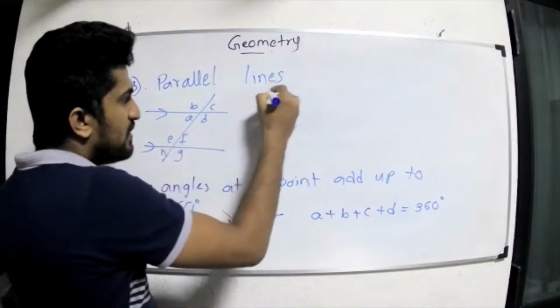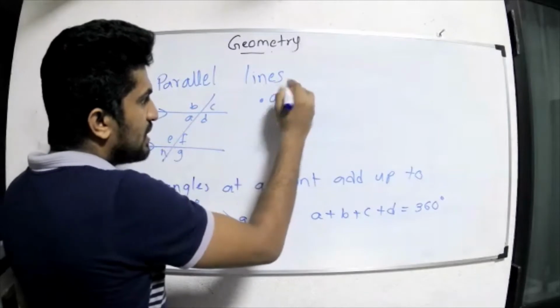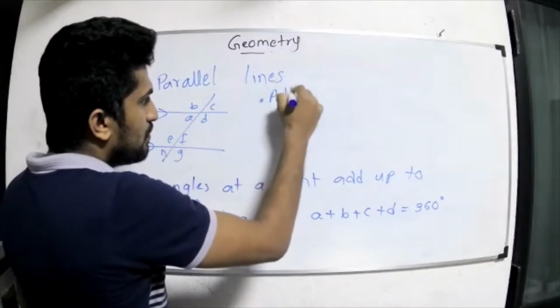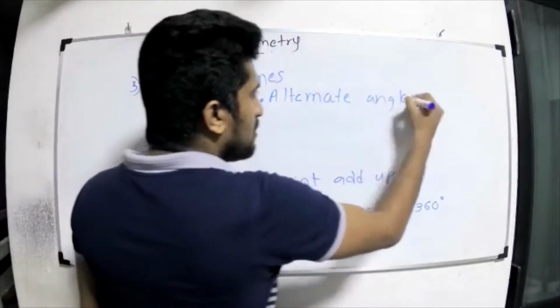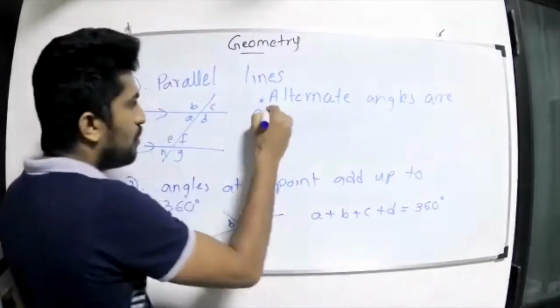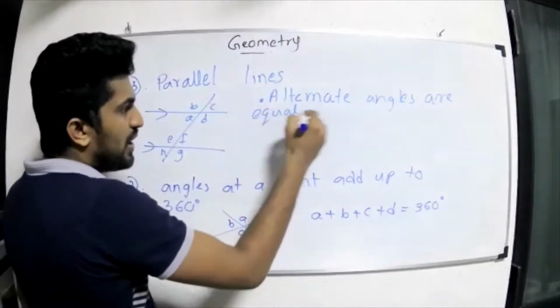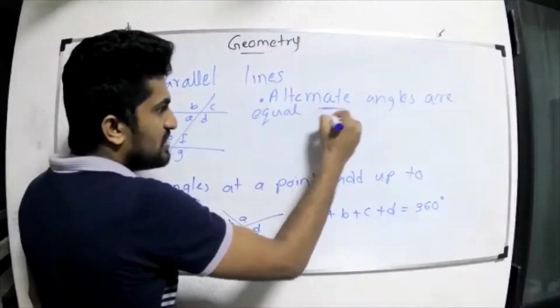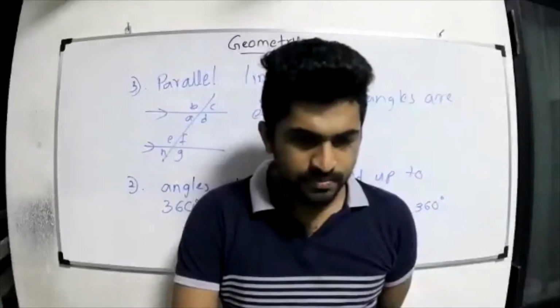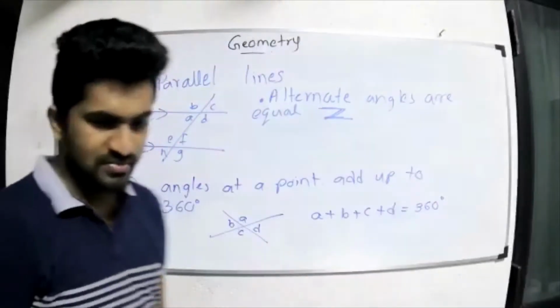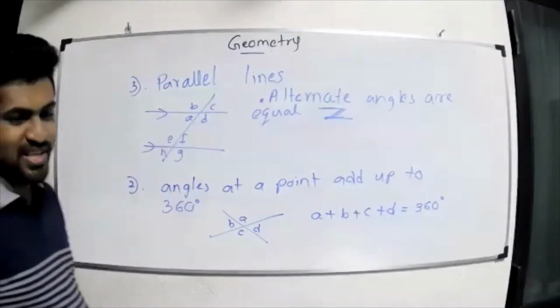To the first one, they will tell you alternate angles are equal. Alternate angles are equal. How can you identify whether they are alternate or not? Connection problem. Yes, now it's okay.